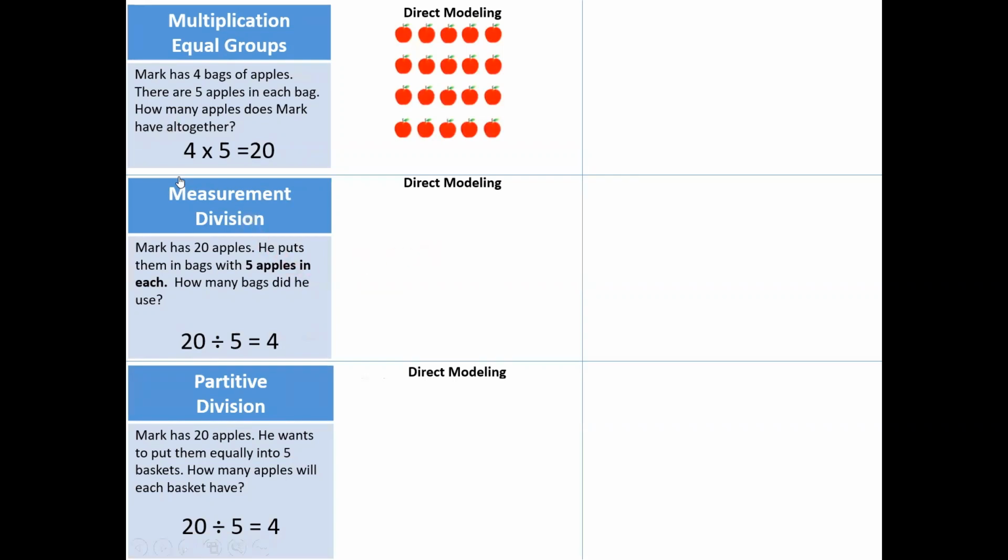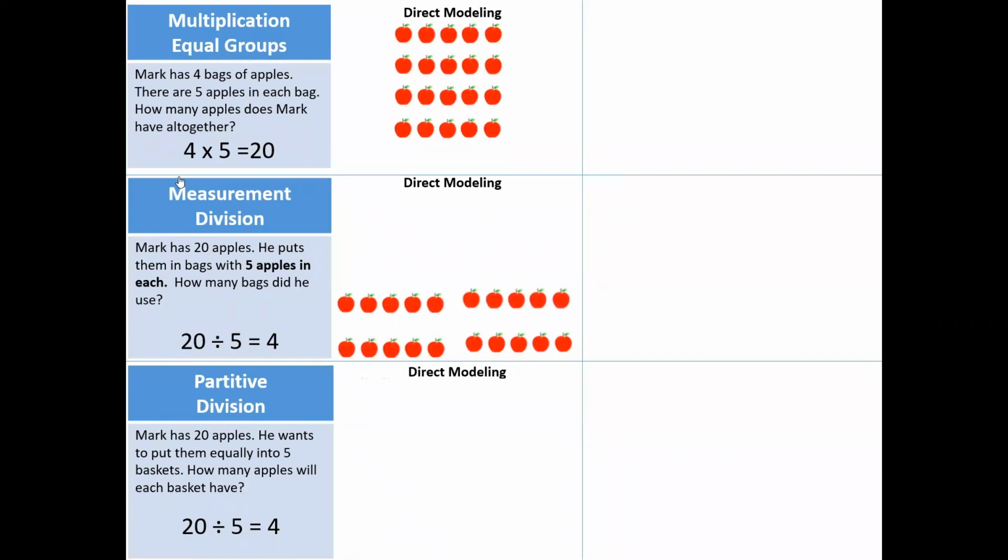For measurement division now, let's take a look. Ready? You have 20 apples, right? And it says he puts them in bags with 5 in each bag. So what we can do is we can measure our way from 20 back to 0, or we can measure our way from 0 up to 20. But what we're saying is, okay, we have 20, and we're going to say, okay, group of 5. So I have 1 group of 5, 2 groups of 5, 3 groups of 5, 4 groups of 5. So our answer through direct modeling, we could go ahead and follow exactly what it tells us to do, and our answer is 4 groups of 5.